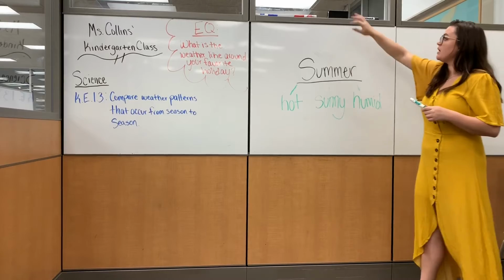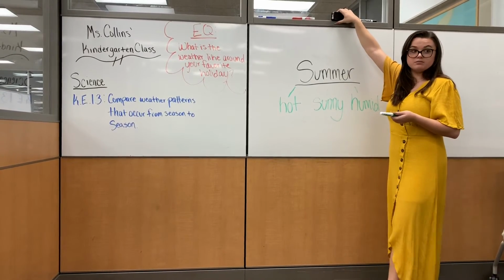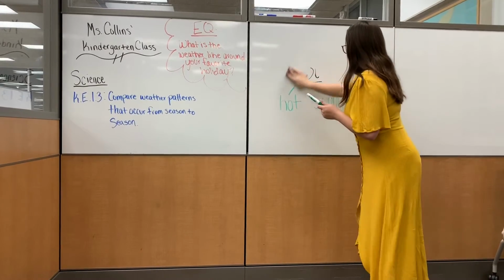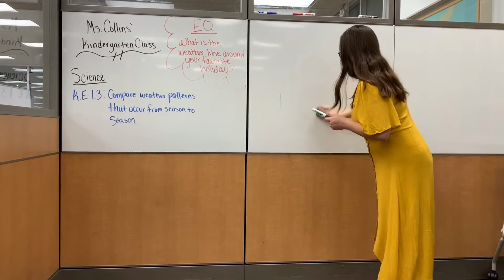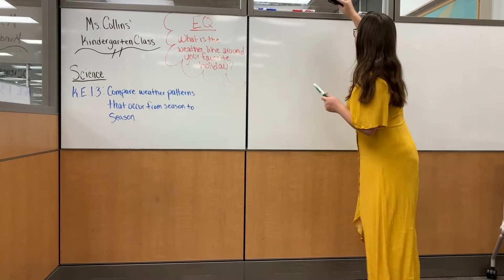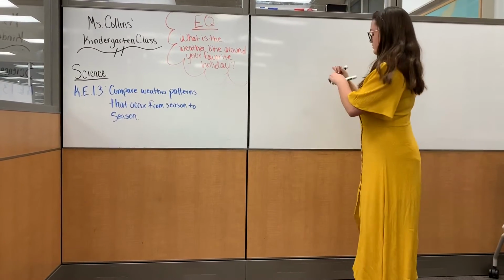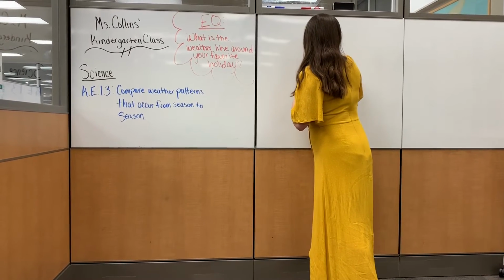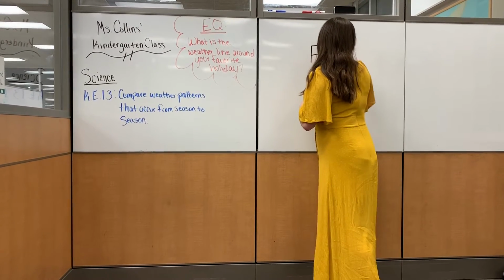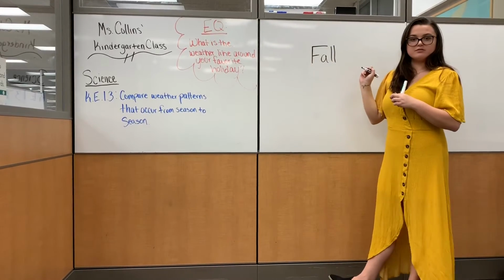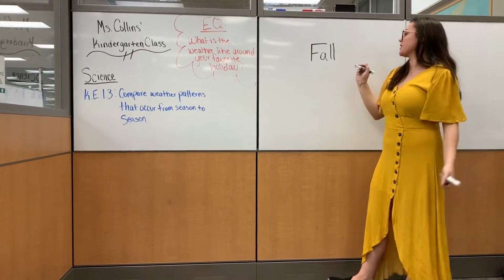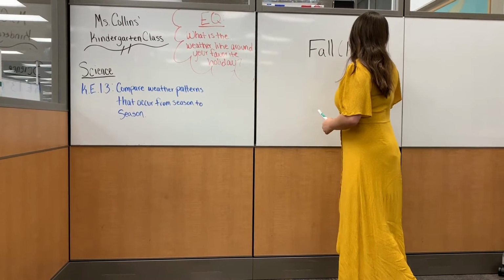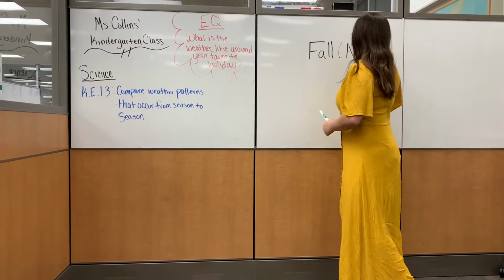So what comes after summer? Fall. Good job. We'll put fall. What is another word people call fall? You guys know it? Autumn. Good job. We'll go ahead and put that up here so you guys can know that sometimes fall can also be known as autumn.